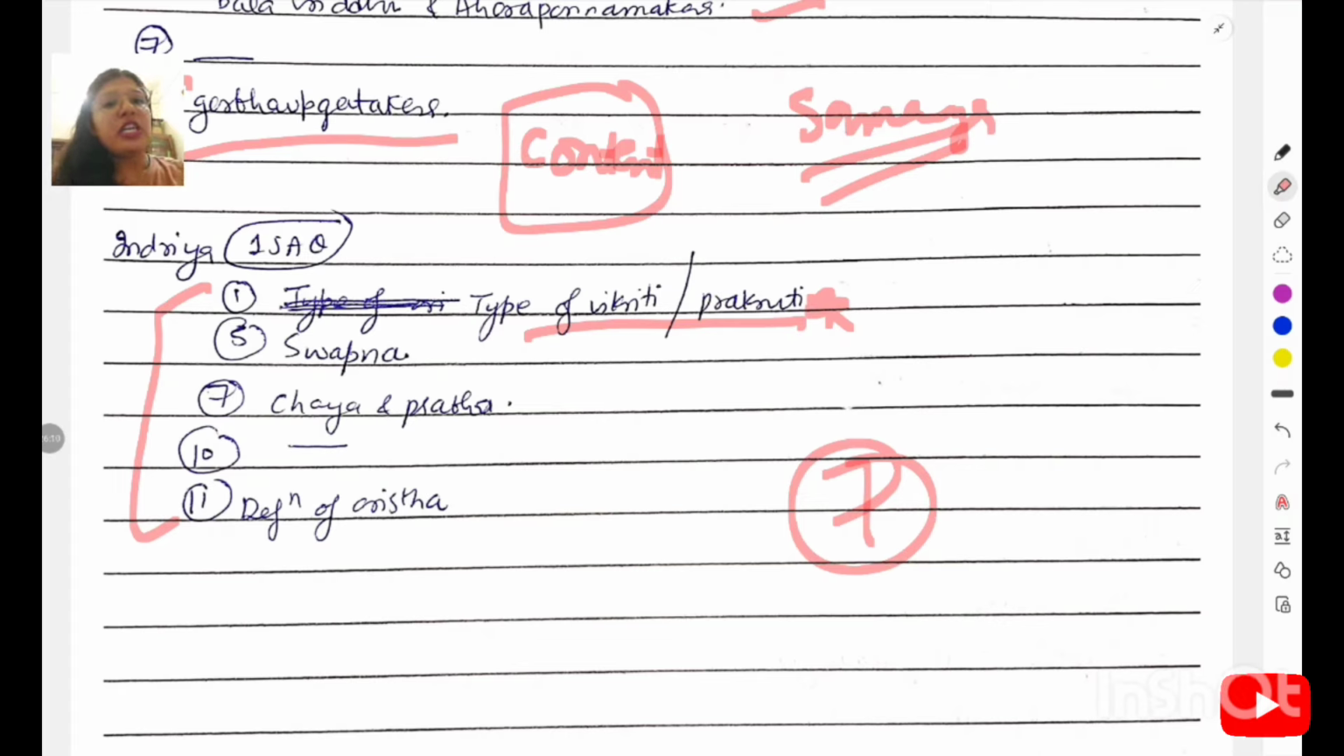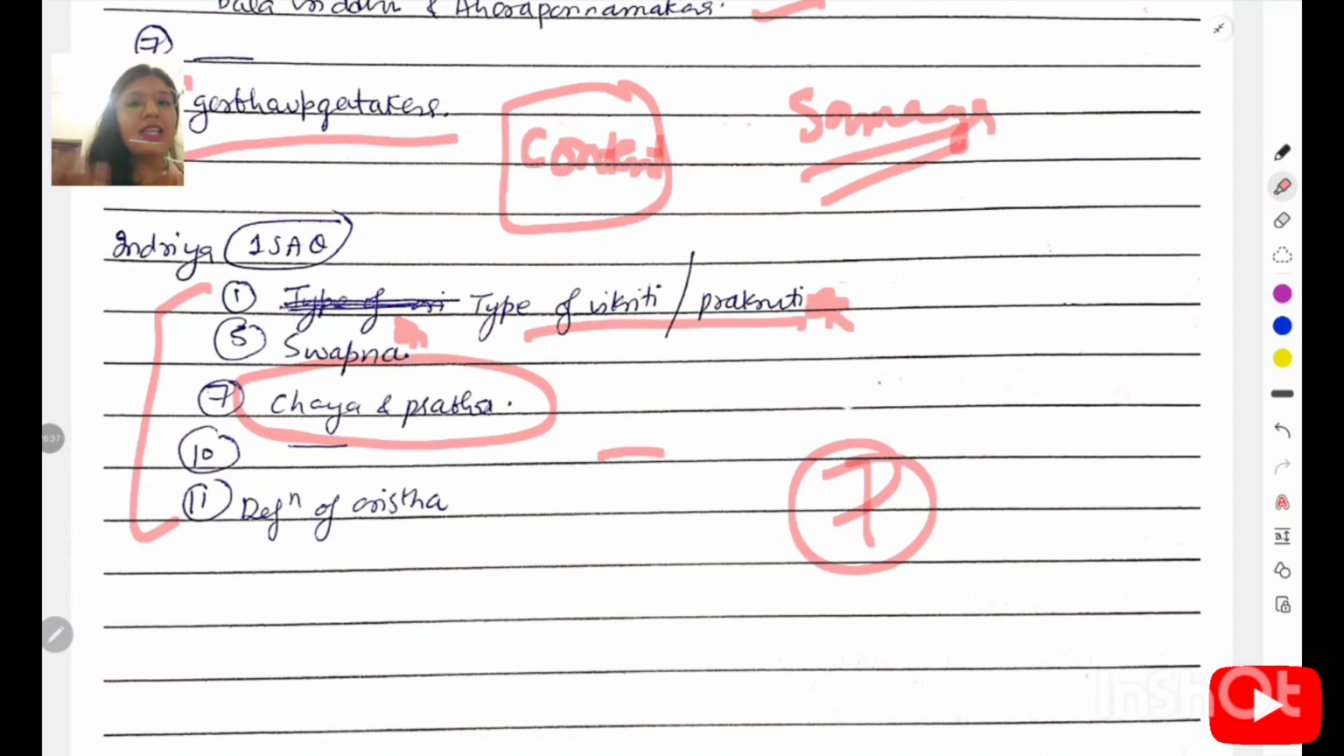Then in the 5th chapter, swapna is important, the types of swapna. Then I think purva rupa is also explained, so see that point also, the purva rupa significance in arishta lakshana. Then from the 7th chapter, focus on the chaya and prabha concept, what is chaya, what is prabha, and their types are also explained. 10 marks also, not that much, just see the MK points given. And from the 11th chapter, the definition of arishta.